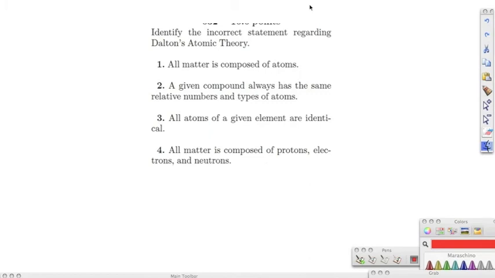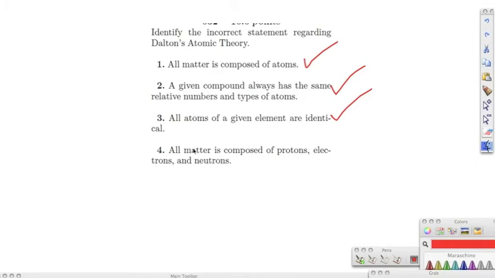Okay, guys, looking at this one, it says identify the incorrect statement regarding Dalton's atomic theory. Number 1, all matter is composed of atoms. Well, Dalton said that. That is correct, so it's not incorrect. Number 2, it says a given compound always has the same relative number of types of atoms. Dalton said that as well. That is correct as well. And then number 3, that all atoms of a given element are identical. Okay, and Dalton said that as well, and yes, that was in his theory.